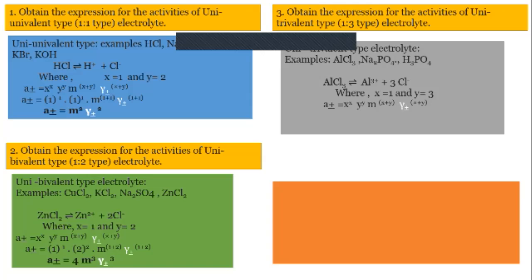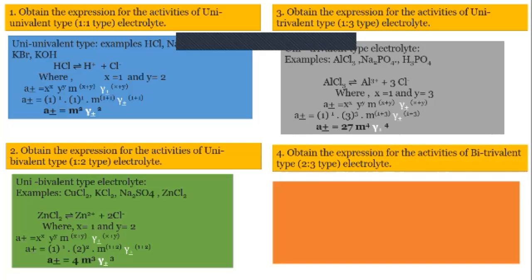Then when you take the formula for the activity and the activity coefficient, the mean ionic activity a plus or minus is equal to x raised to x, y raised to y, m raised to x plus y, gamma plus or minus raised to x plus y. After substituting all these values, you will get 1 raised to 1, 3 raised to 3 into m raised to 1 plus 3, gamma plus or minus raised to 1 plus 3. 3 cube will be 27. So a plus or minus is equal to 27 m raised to 4, because 1 plus 3 is 4, and gamma plus or minus raised to 4. This is the mean ionic activity of the 1:3 type of electrolyte.